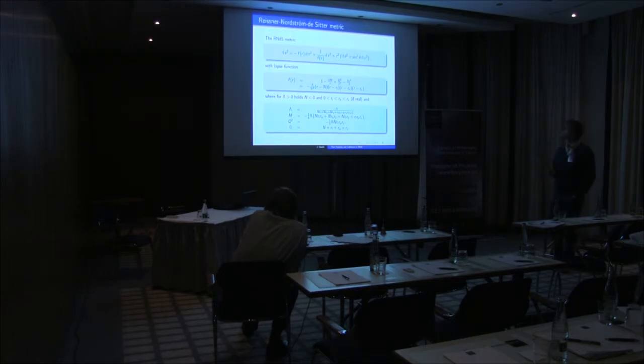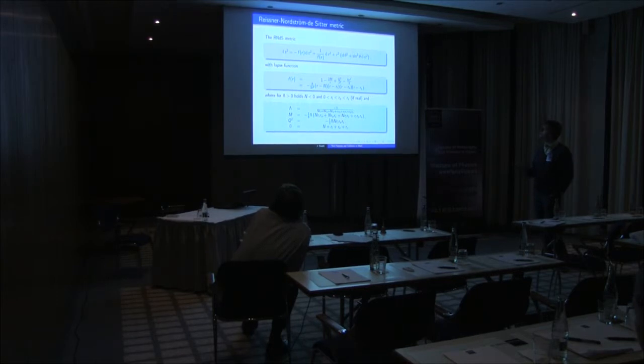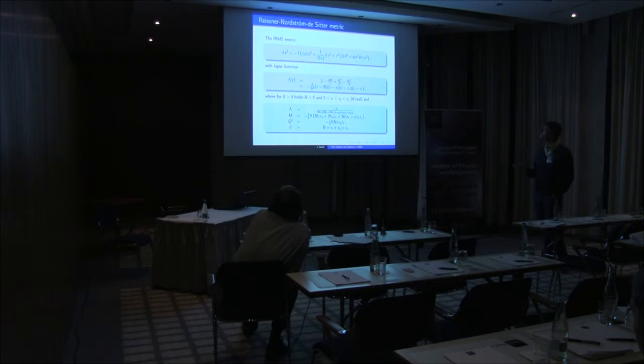So the Reissner-Nordström-de Sitter metric has this form. It's similar to the Schwarzschild metric. The lapse function differs. It's a three-parametric metric with the mass, charge, and cosmological constant. And we can rewrite the lapse function in this form. And if we assume a positive cosmological constant, in good agreement with the observations, we can have four real roots of this polynomial.